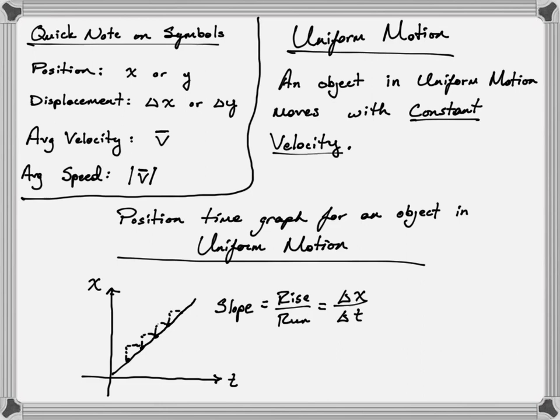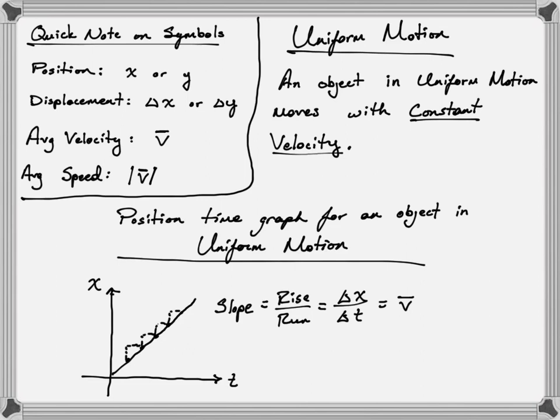Well, by definition, this is displacement divided by time, which is our average velocity. So we see that on a position time graph, the slope tells us the average velocity of an object. We've already done some in-class practice on this, so this shouldn't be a new idea, but here we're trying to formalize it. The slope on a position time graph is your average velocity.